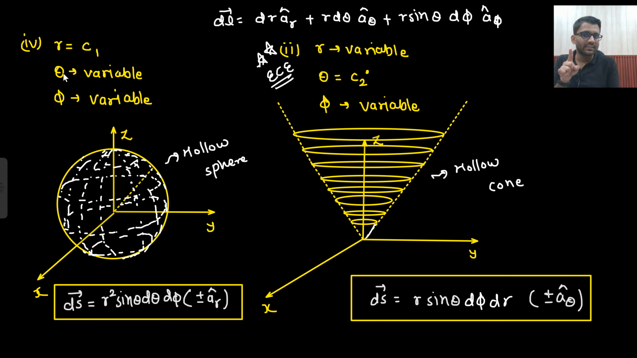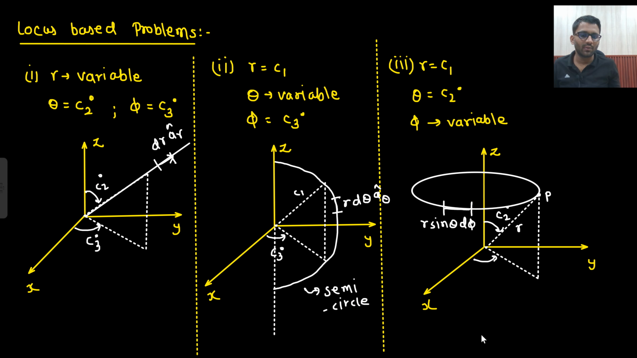So here what was changing? Theta was also changing and phi was also changing. Here what was the case? Only theta was changing, phi was not changing. So if I get a lot of strips around the z axis, that will make a hollow sphere only, no? So here I got the hollow sphere only.